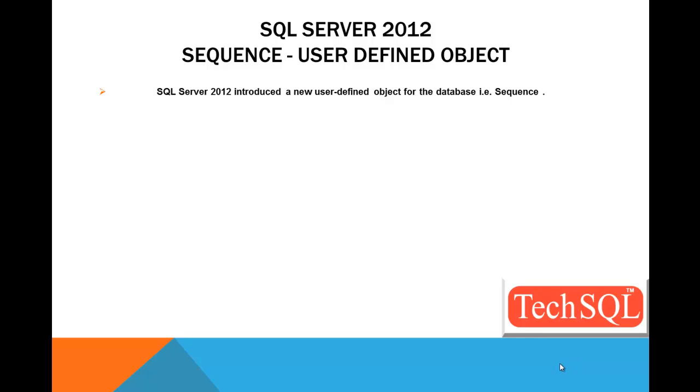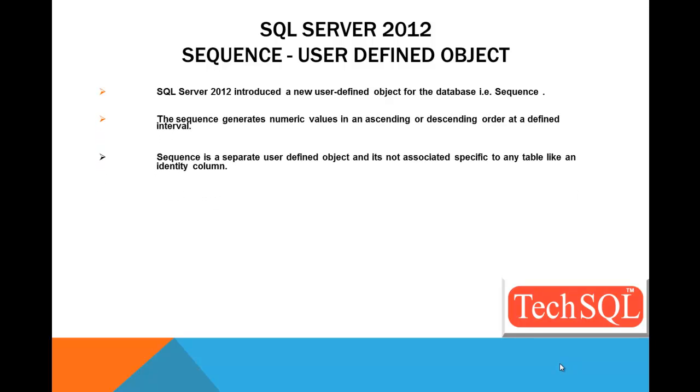SQL Server 2012 introduced a new user-defined object for the database, that is sequence. The sequence generates numeric values in an ascending or descending order at a defined interval. Sequence is a separate user-defined object, and it's not associated specifically to any table like an identity column we saw in previous versions.